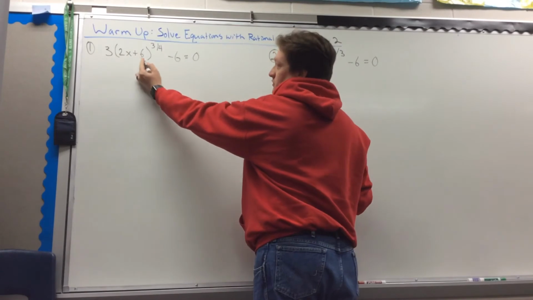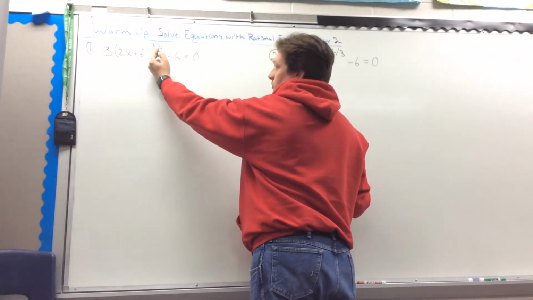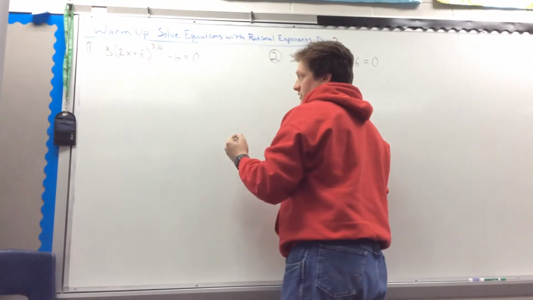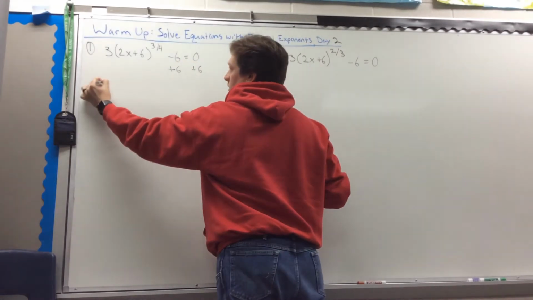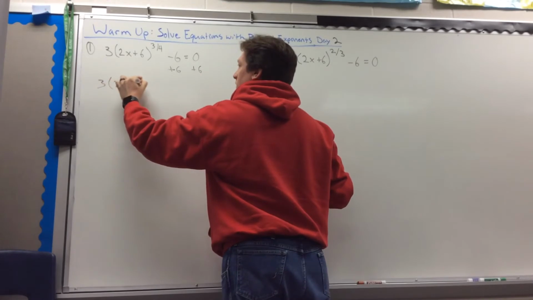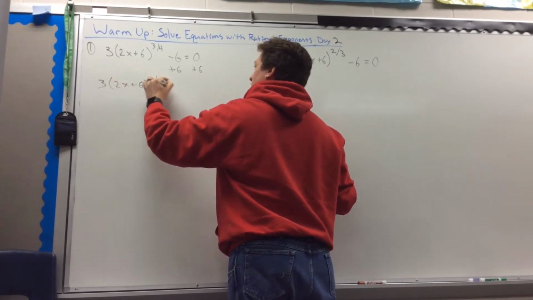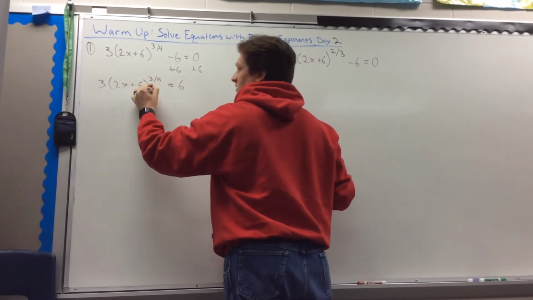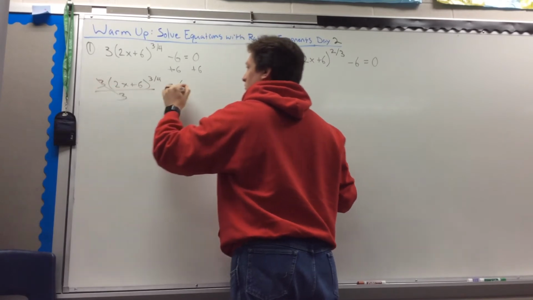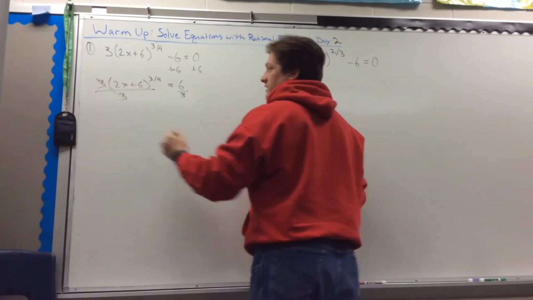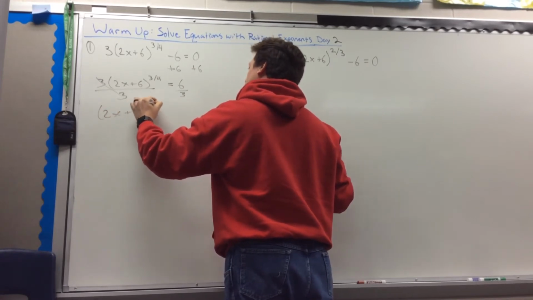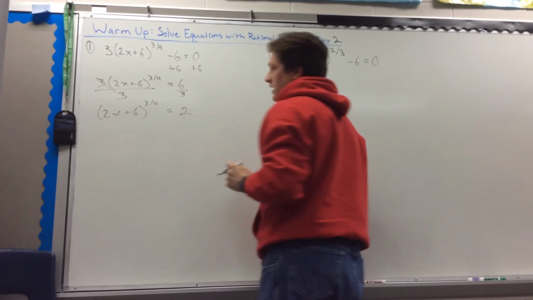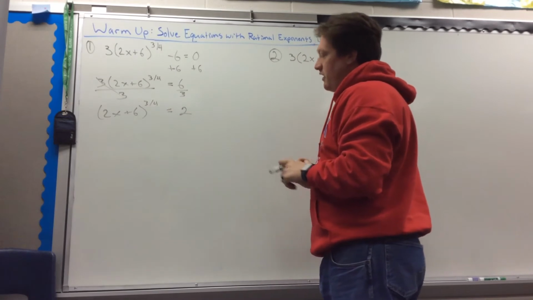3 times 2x plus 6 raised to the 3/4 power minus 6 is equal to 0. So we're going to add 6 to both sides. This is going to give me 3 times 2x plus 6 raised to the 3/4 power is equal to 6. Then we're going to divide by 3. When we divide by 3, that's going to leave me with 2x plus 6 raised to the 3/4 power is equal to 2.